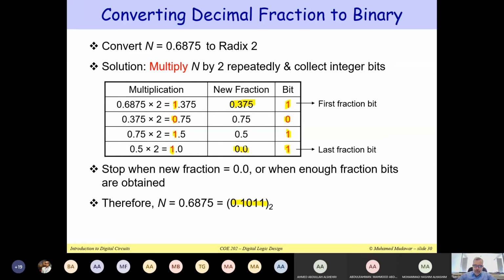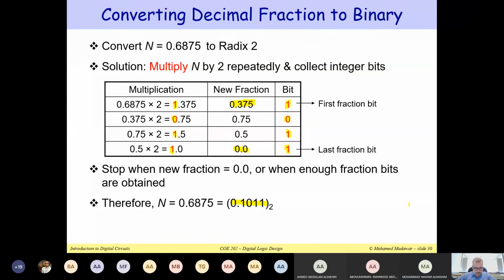Or when you reach 0.0, if the new fraction becomes 0.0, then there is no need to continue because all the remaining bits in the fraction will be all zeros. And you can actually write here an infinite number of zeros in the fraction. It does not really change the fraction. Yeah, that's obvious.